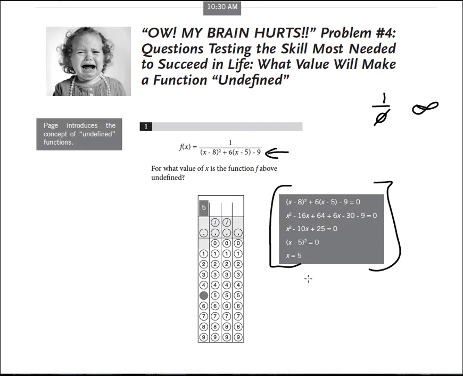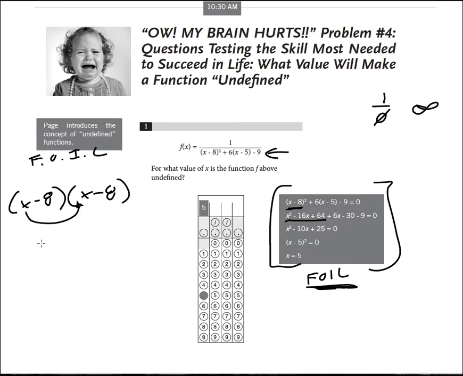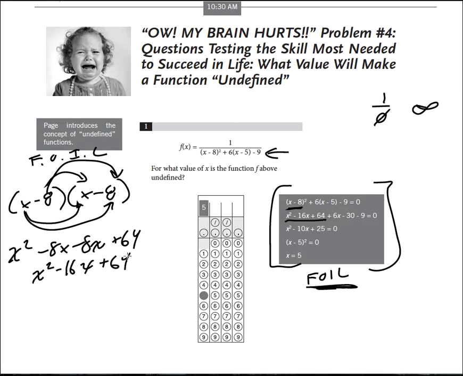And also what you're doing here is refreshing foiling, right? First, outer, inner, last, because a lot of students will have forgotten how you take something like (x minus 8) squared in parentheses and convert that to x squared minus 16x plus 64. So you may have to refresh with students that FOIL is first, the first terms here, so that would be x squared. And then outer, minus 8x, and then inner, minus 8x, and then last, which would be minus 8 times minus 8, which is plus 64. Combining like terms, I get this, and that's what we have.